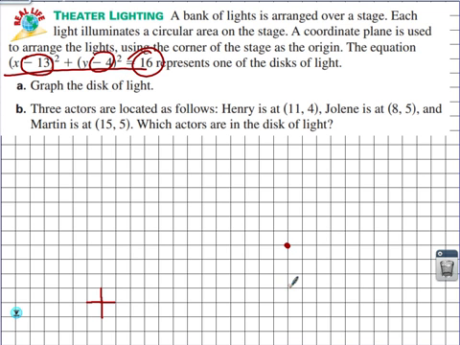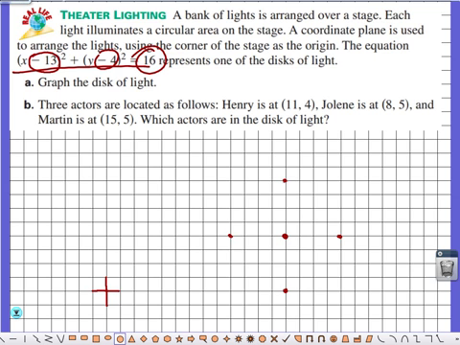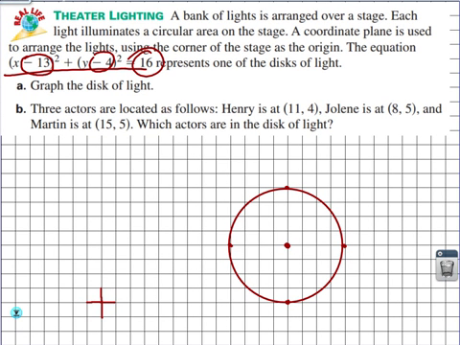1, 2, 3, 4. Down, right, left, and 1, 2, 3, 4 up. So there's my disk of light. And again, you take out your circle tool, and there you go. Or your coin. Unfortunately, your coin's probably not going to be the right size. So there's the disk of light.